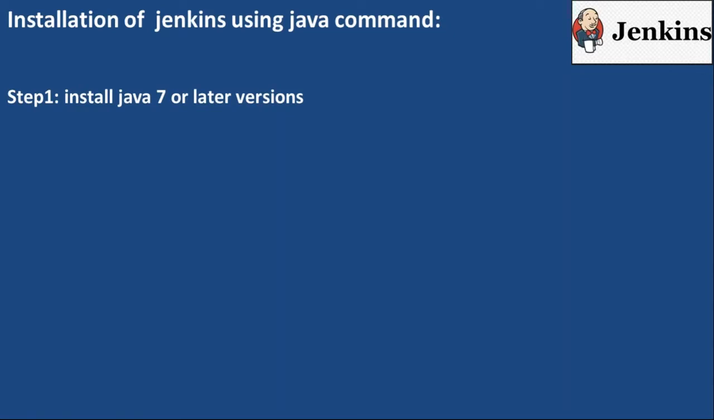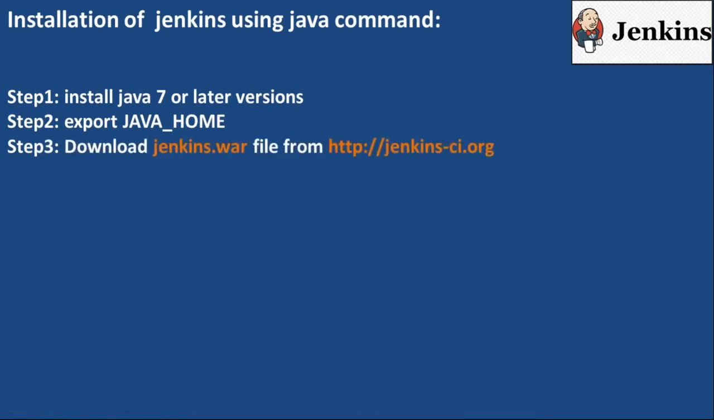Why we require Java: Jenkins is a Java application, so to run Jenkins we require Java. Based on your Jenkins version, you need to select Java 7 or later. Once you install Java, you need to export your Java home. Even without exporting Java home, we can install Jenkins, but it's better to export it.